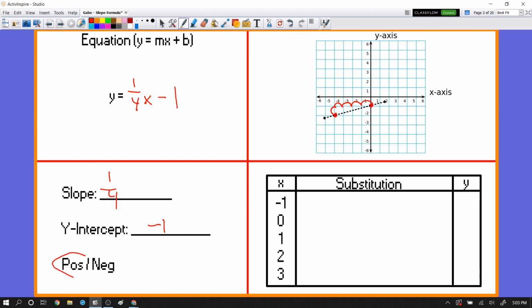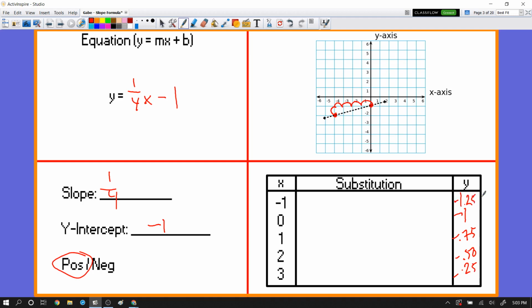We have a positive line because it's trending upward and our slope is positive. So we know when x is 0, that's going to put y at negative 1, our y-intercept, and we know that it's increasing by 1/4. So negative 0.75, negative 0.50, negative 0.25, and that'd be negative 1.25.